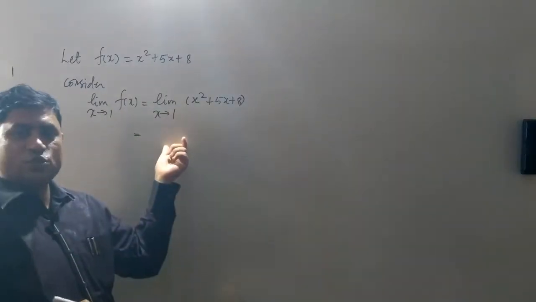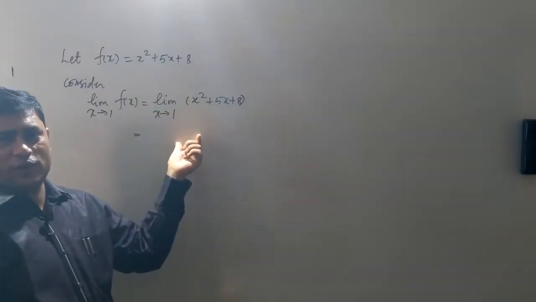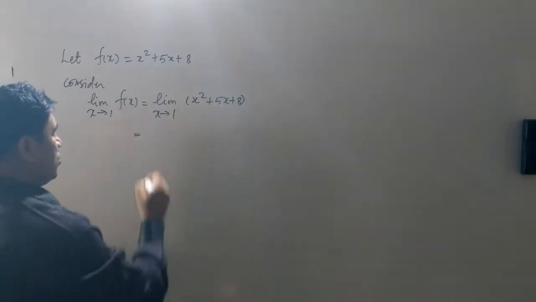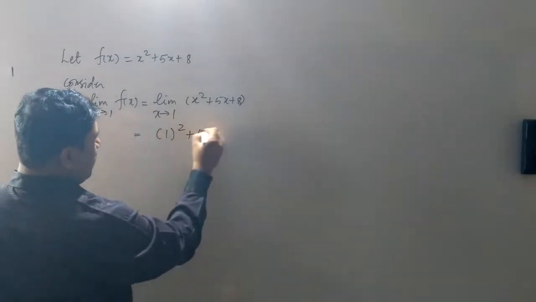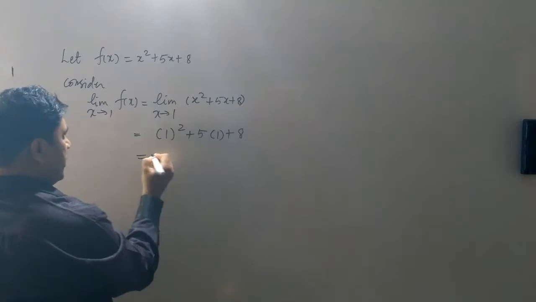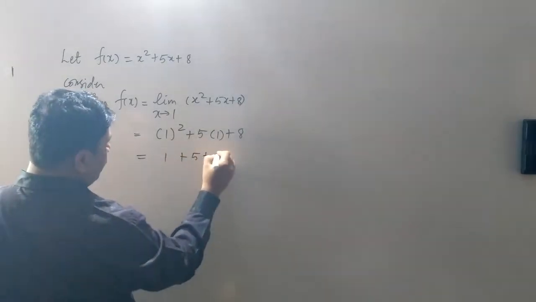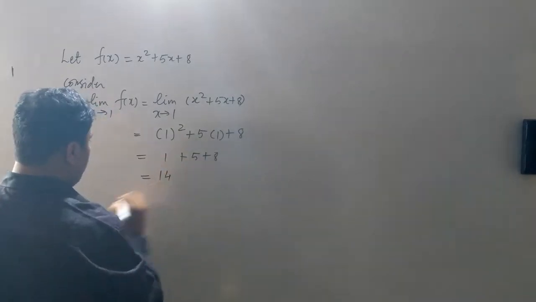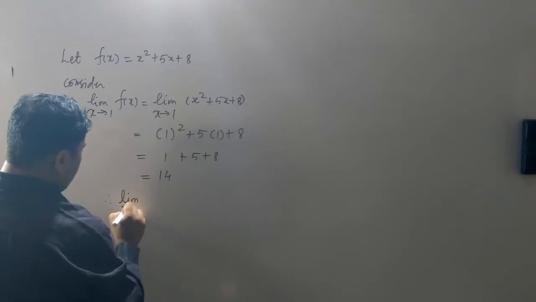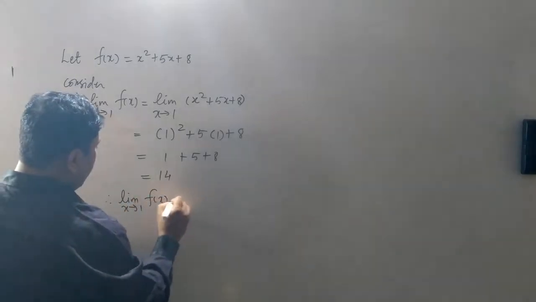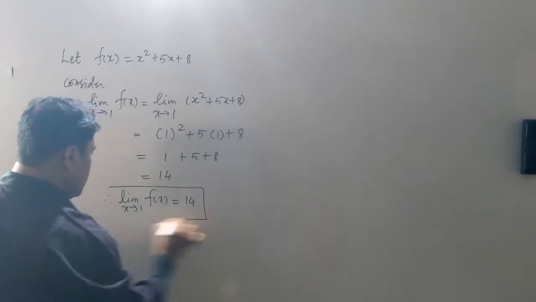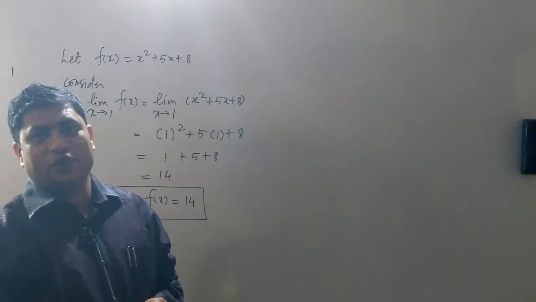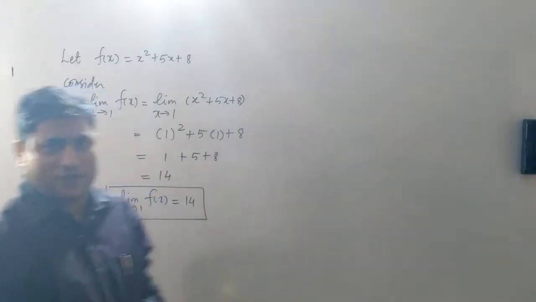Now this x tends to 1 means x is going to be very close to 1, nearly equal to 1, and that's why we replace the value of x by 1. So we get 1 square plus 5 into 1 plus 8, and hence it will be 1 plus 5 plus 8. So this is 6 plus 8, which is 14, and hence we can write limit x tends to 1 f of x is equal to 14. This way we are able to apply the concept of limit x tends to 1 f of x, and we get the value to be 14.